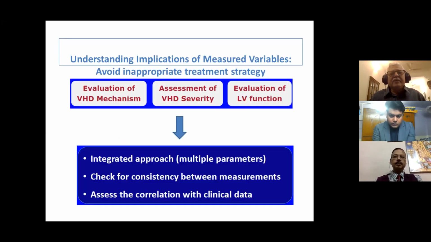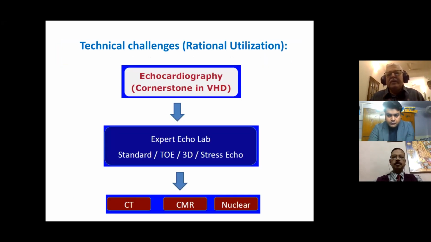So, ultimately, coming to the conclusion: we need to understand the implications of the measured variables to avoid inappropriate therapy. We need an integrated approach, check for consistency, and assess the correlation with clinical data. Echocardiography remains the cornerstone. In cases of discordance, we need to send to an expert echo lab which deals with quantitative echocardiography, or send the patient for an MRI.